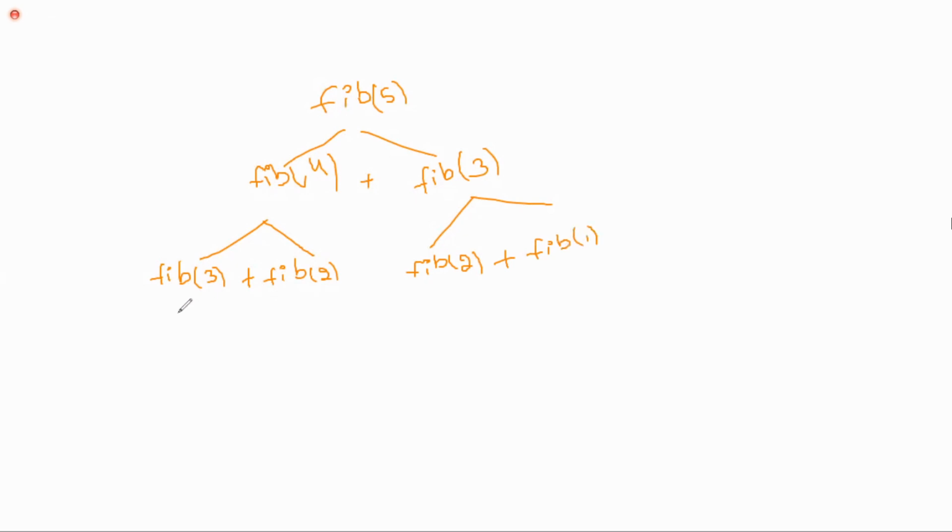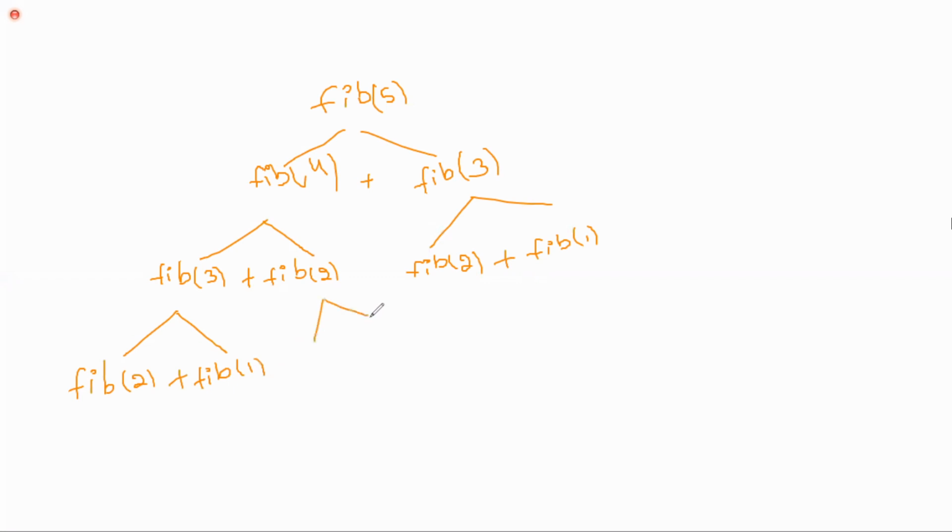Next, again fab of 3. Is 3 equal to 1 or 3 equal to 0? Both the conditions are false. Both the conditions are false means fab of 3 is equal to fab of 3 minus 1, which is fab of 2, plus fab of 3 minus 2, which is fab of 1.